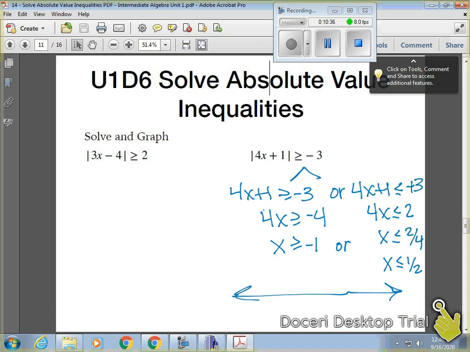Graphing this on the number line. Greater than or equal to negative 1 is going to go this way. Less than or equal to 1/2 is going to go this way. So it's going to end up covering the entire number line, which means it is all real numbers.